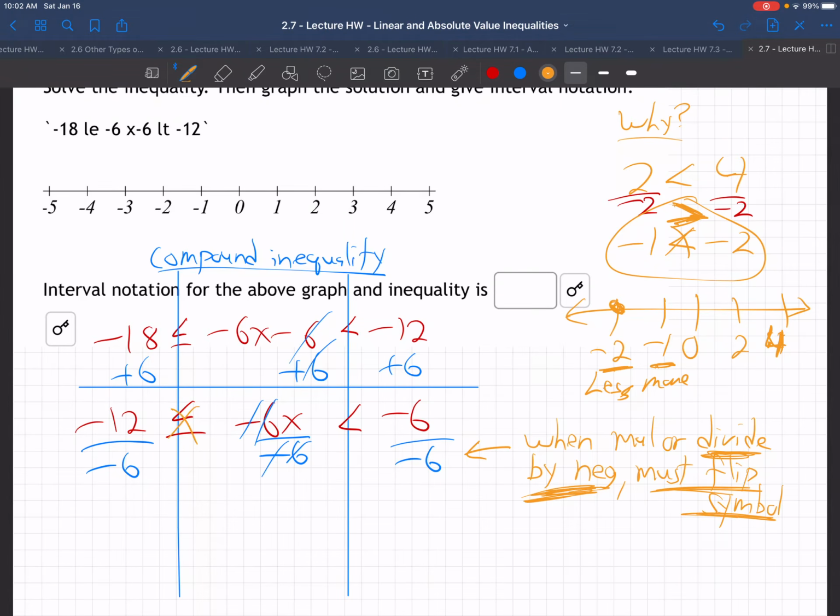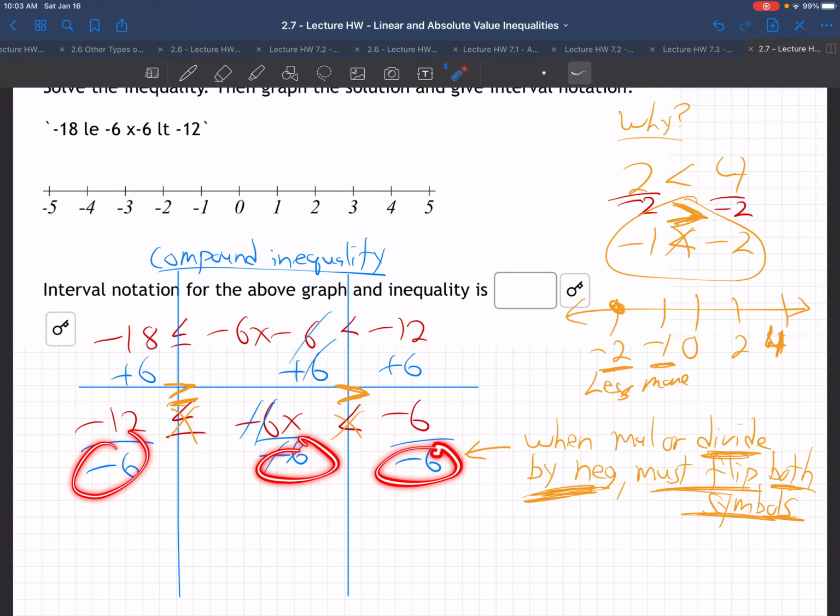So right here, I've got to flip this one and this one. So it's really both. I must flip both symbols. You have to flip them both because they both have things on the right and left of them. We divided by negative 6 all the way across, didn't we? Here, here, and here. So that's both sides of both symbols. So got to flip them.